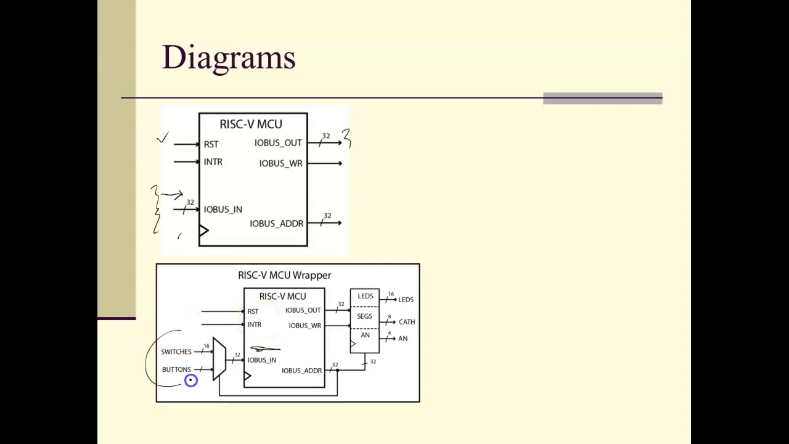But the issue is, it has the ability to select between a whole bunch of different devices on the input and essentially a whole bunch of different devices on the output. So our question is, we get 32-bit chunks of data, but how many chunks of data do we get? Looking at the input, there's a mux here. The mux is controlled by the I/O bus address. And the notion here is, the bottom part of the I/O bus is dedicated to memory access.